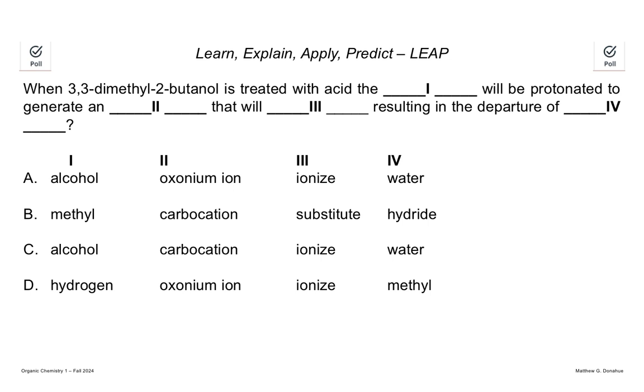So our fill in the blank here: when 3,3-dimethyl-2-butanol is treated with acid, the blank will be protonated. So the only thing with lone pairs is the oxygen, so this has to be the alcohol. It will be protonated to generate, and so protonated oxygen is, think of hydronium, but you've removed some H's, so that's called oxonium. That will ionize, so you've made it into a good leaving group, resulting in the departure of water.